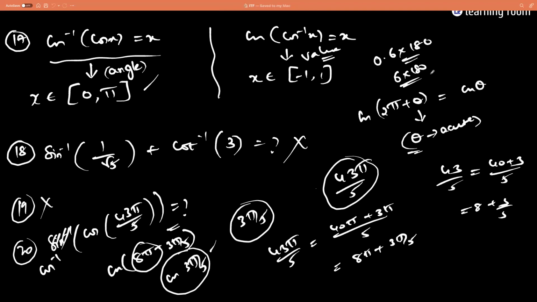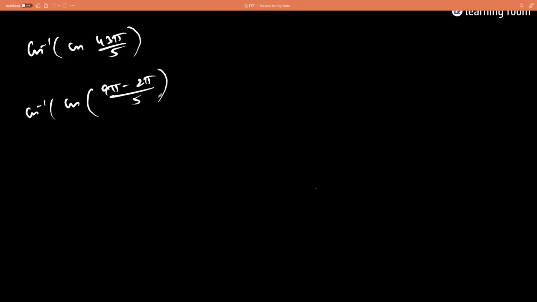But it would be minus 2 pi by 5. Why? See, obviously the options will not be there because I changed the question. So cos inverse of cos 43 pi by 5, how can you write it? Can I write it as 45 pi minus 2 pi by 5? So it will be cos inverse of cos of 9 pi minus 2 pi by 5.